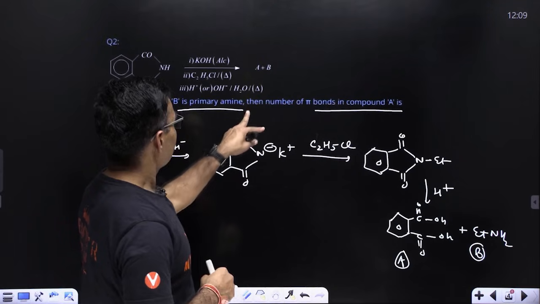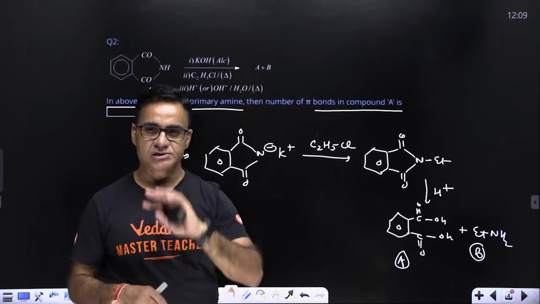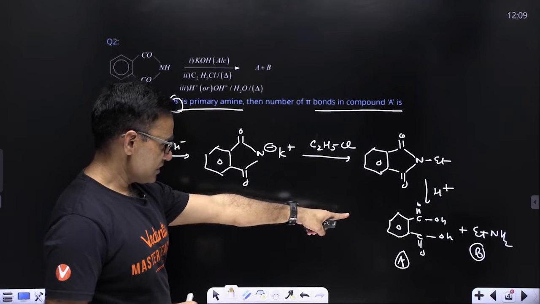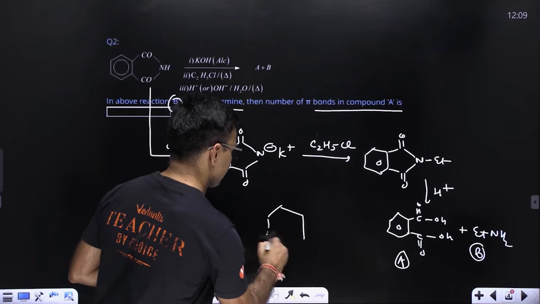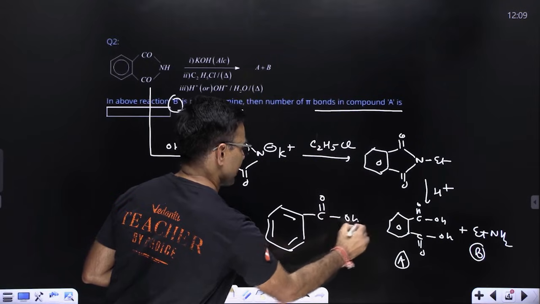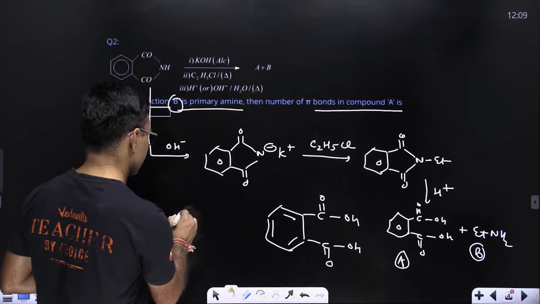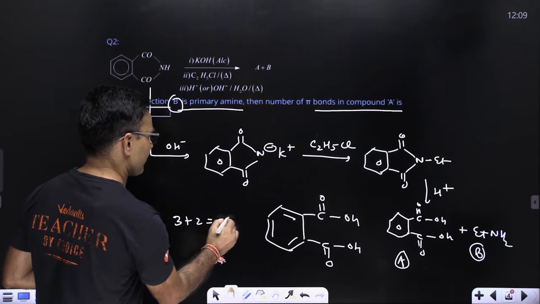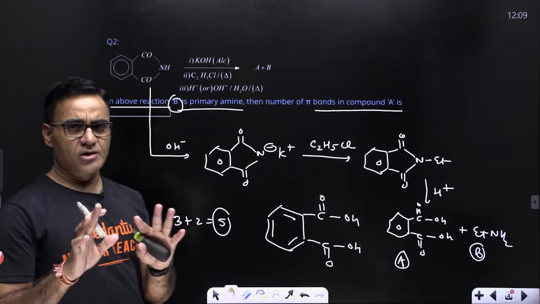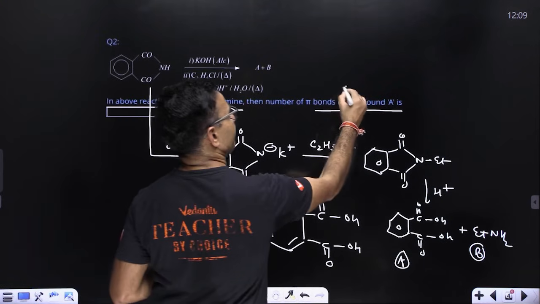They are asking B is a primary amine, so A is phthalic acid. Number of pi bonds in compound A: you can check, in the benzene ring there are 3 pi bonds, and in a carboxylic acid there is 1 pi bond. Since there are 2 carboxylic acid groups, we get 3 plus 2, that is 5. So a total of 5 pi bonds are present in compound A, so your answer is going to be 5.